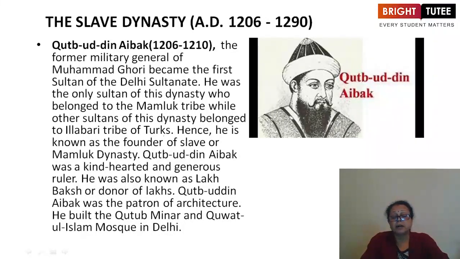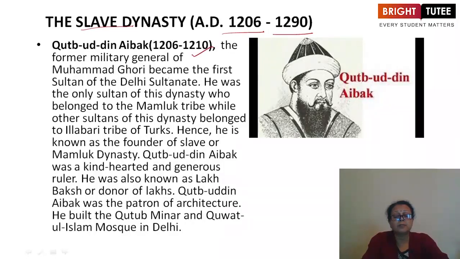So in this part, we are going to start with the Slave dynasty, which ruled our country from 1206 to 1290. This means that through the 13th century, the Slave dynasty was ruling over our country. First of all, we are going to discuss Qutbuddin Aibak. His tenure, or his time period, was 1206 to 1210.